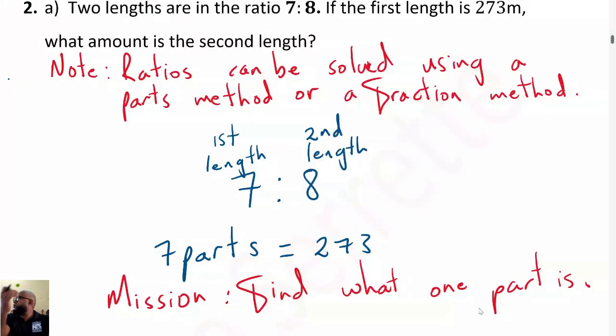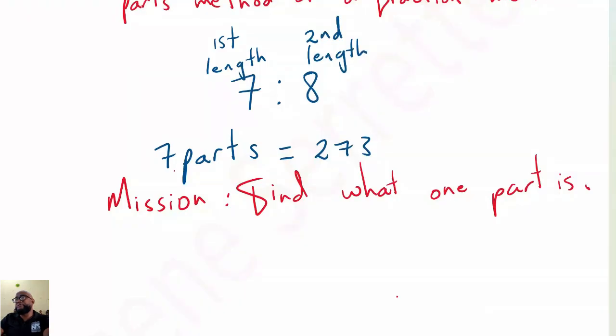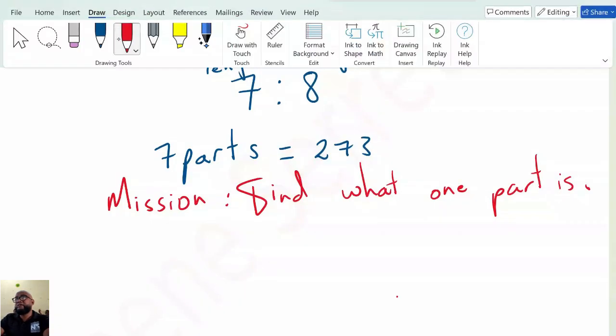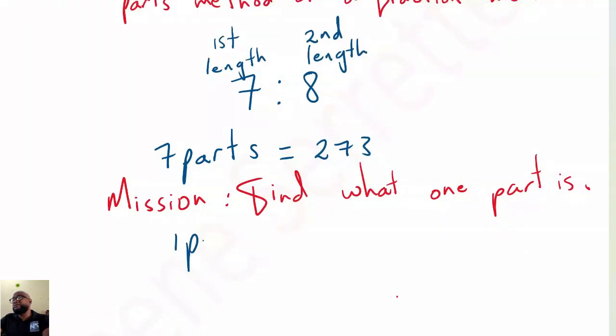If 7 Coca-Colas cost $273, how are we going to find out how much one Coca-Cola costs? Divide. It's the same thing. We want to find out what one part is. We need to divide. So, one part would be equal to 273 divided by 7.